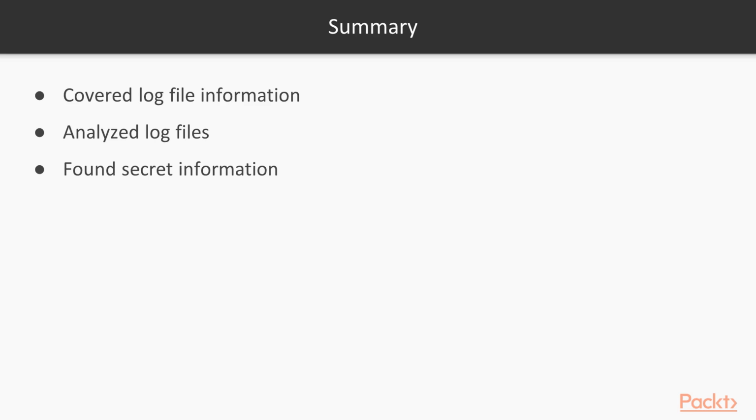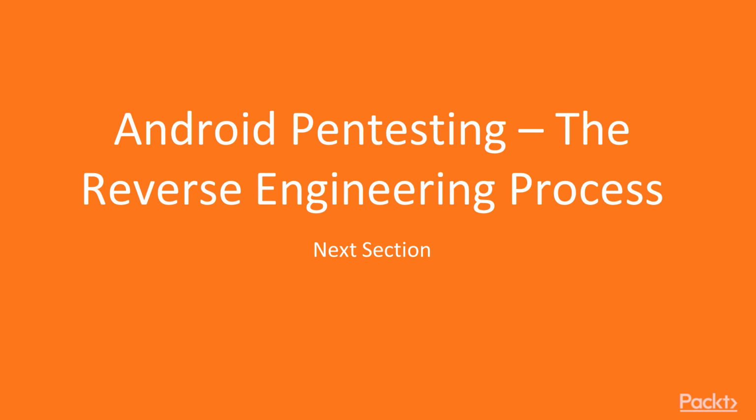Let's talk about the section summary. First of all, we learned about log file information. Then I showed you how you can analyze the log files of Android. And finally, we found the secret information or sensitive information in the log files. So this is all about the section. In the next section, we will learn about the Android pen testing reverse engineering process.